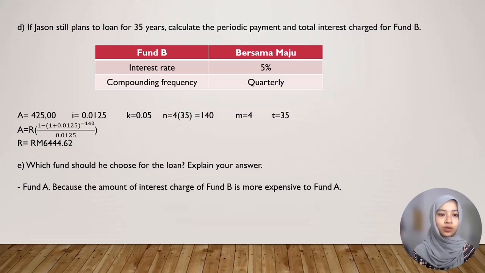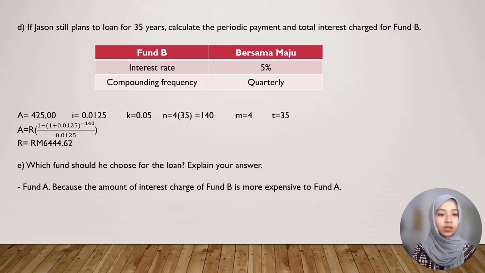So now we'll proceed to question 1D. If Jacyln still plans to loan for 35 years, calculate the periodic payment and total interest charged for Fund B. As shown in the table, Fund B is Bersama Maju. The interest rate is 5% and the compounding frequency is quarterly. The items for this question are A equal to 435,000, I equal to 0.0125, K equal to 0.05, n equal to 140, M equal to 4, and time equal to 35.